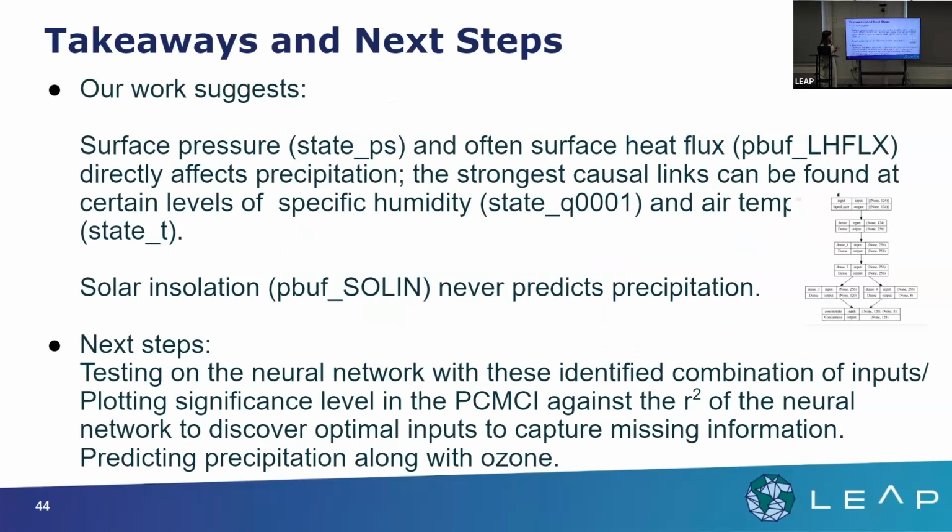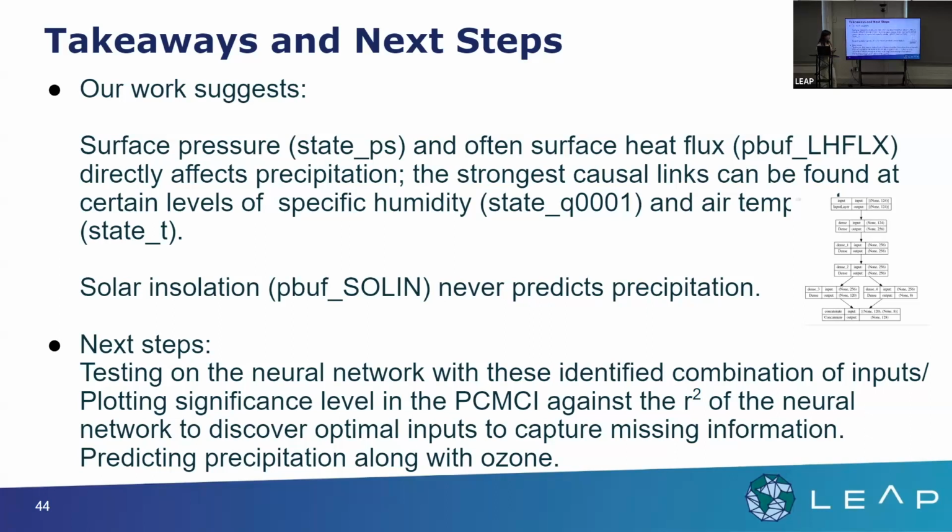Some takeaways from those graphs that you may have noticed, like I said, is that surface pressure and surface heat flux often directly affect precipitation according to the causal graph, and that the strongest causal links can be found at certain levels of specific humidity and air temperature when combined. And then, as I mentioned, solar insolation never seems to predict precipitation.